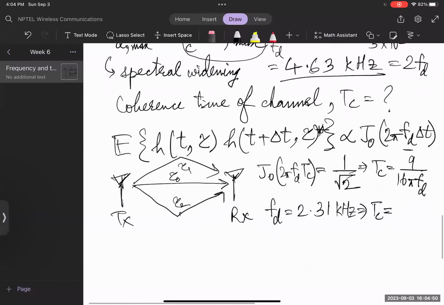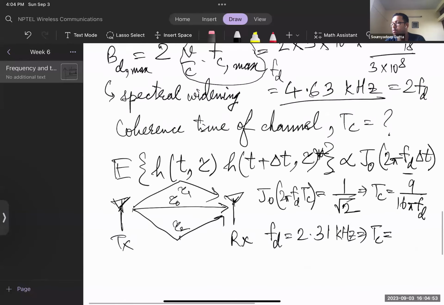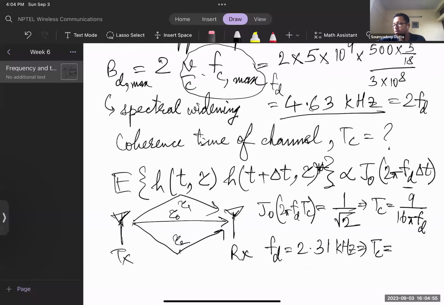So 4.63 divided by 2. We're trying to find the worst case coherence time, or the minimum coherence time. So that will be this. And sir, how does this TC equal 9 upon 16 pi FD?